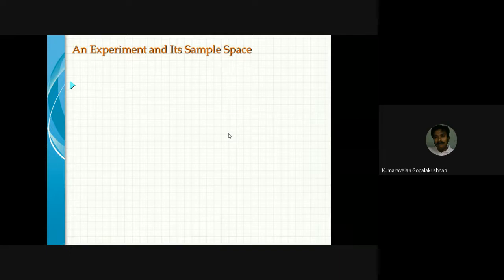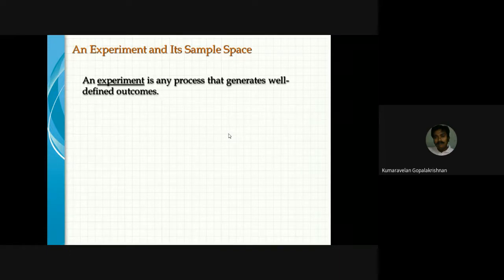And next is sample space. Sample space, before that, outcomes. When you are going to do some kind of an experiment, what are all the possible outcomes that are there?